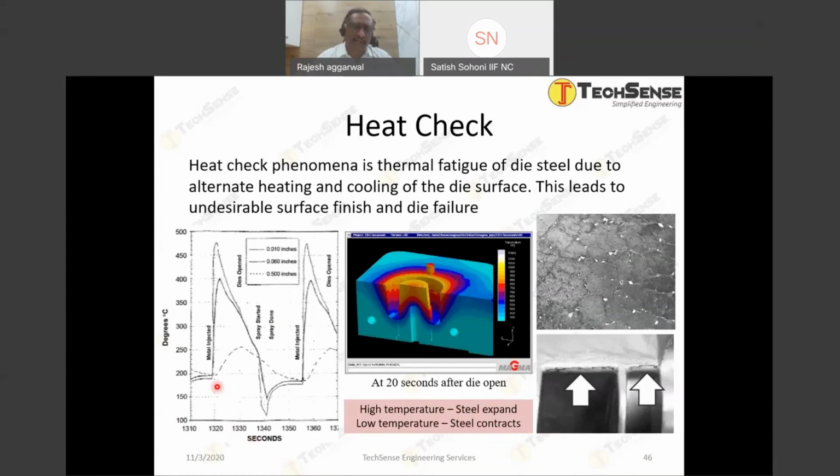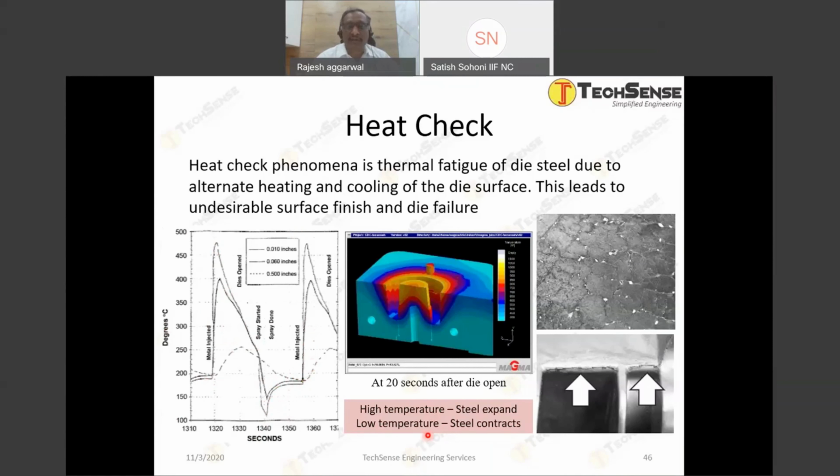The first graph what you are seeing is basically one cycle, right? So what is happening in one cycle? During metal injection, the die temperature goes up, and during the idle cycle, the die temperature goes down. Then it gains a little bit because the die temperature goes down mostly on the surface, not inside the die up to depth, right? And then the next cycle starts again. So this cooling and heating of the die surface leads to the thermal fatigue. With the high temperature, the steel expands, with the low temperature steel contracts.